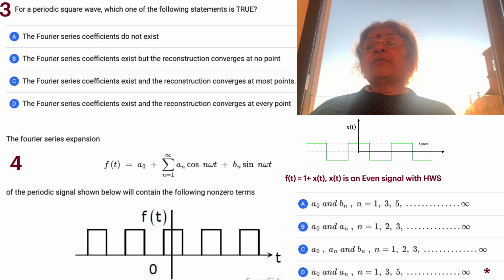But because it has half-wave symmetry, a0 disappears, and at the same time the even values disappear, so only the odd values remain. But in this case, a0 is there because the 1 remains. Since we have identified f(t) as equal to 1 plus x(t), a0 is now created, as also an is created, where n goes over all the odd terms. Because even terms disappear for half-wave symmetry. This is another way of doing a problem like this.